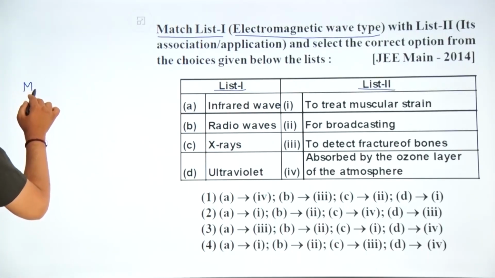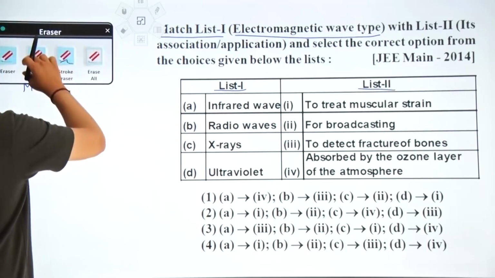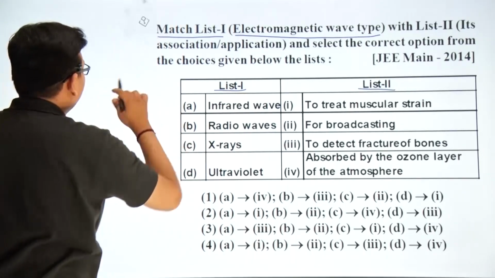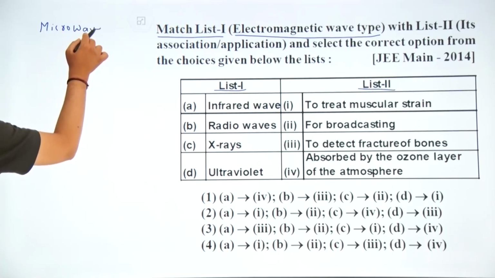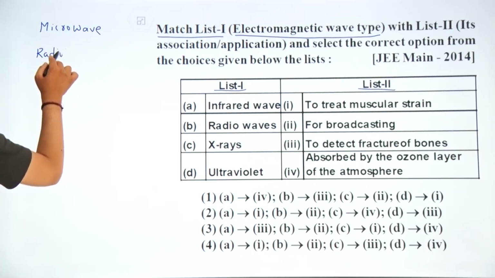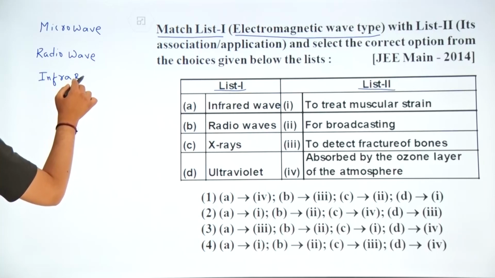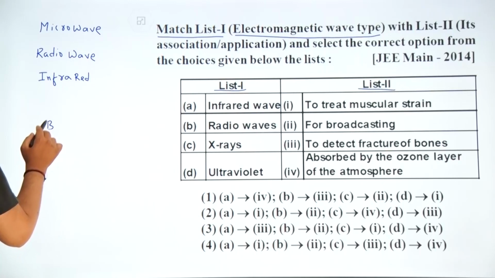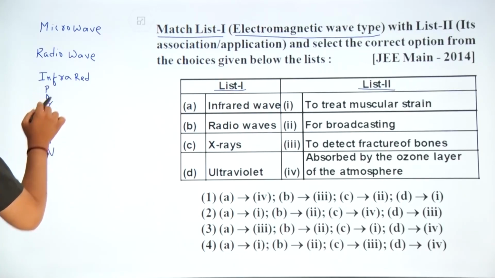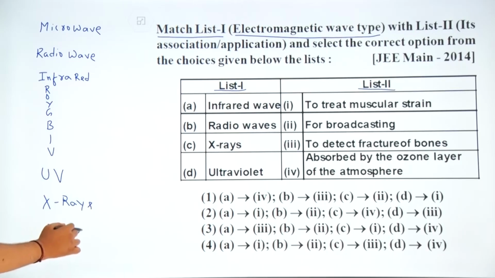The first one is coming as microwave. Let me draw in a vertical column, because space is not there. The first one is microwave. After that, radio wave is coming. Then infrared. After that VIBGYOR is coming, so we are writing visible light, VIBGYOR. And after visible light we have ultraviolet, then X-rays. After this gamma rays is coming.